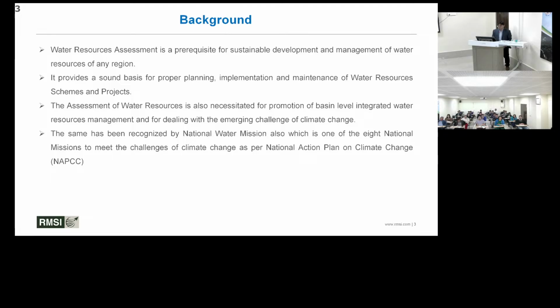It provides the basis for planning, implementation, and maintenance of water resources and projects effectively. We can use them effectively if we know the availability of water resources in the basin. Then IWRM practices recommend optimum utilization of water resources, and optimum as well as sustainable use of water resources should be there. Then water resources assessment comes into the picture.